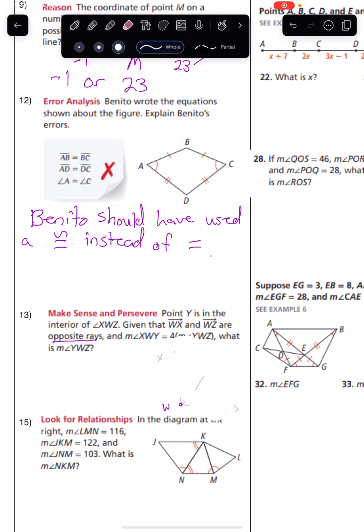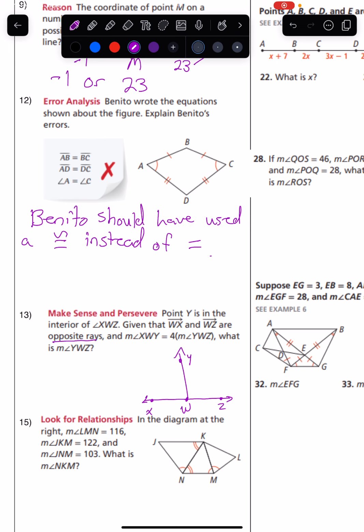I'm going to go ahead and erase that, because opposite rays tell us we have a straight line, and the opposite rays would mean that I have my angle going this direction with letter Y in the middle. So here I have X, W, Z, and then I have Y coming out in the middle somewhere. Pays to read your question all the way before you start writing. And the measure of angle XWY is equal to 4 times the measure of YWZ. So XWY is a lot bigger, even though it doesn't look like it in my drawing.